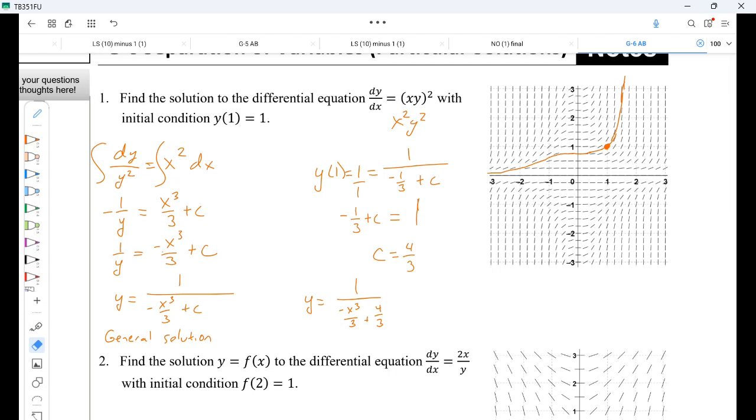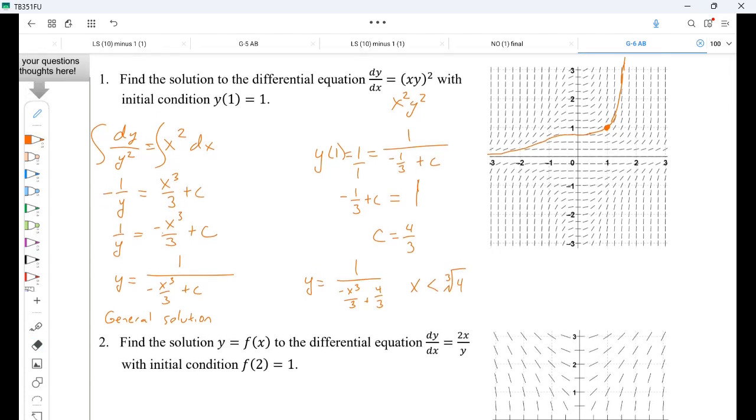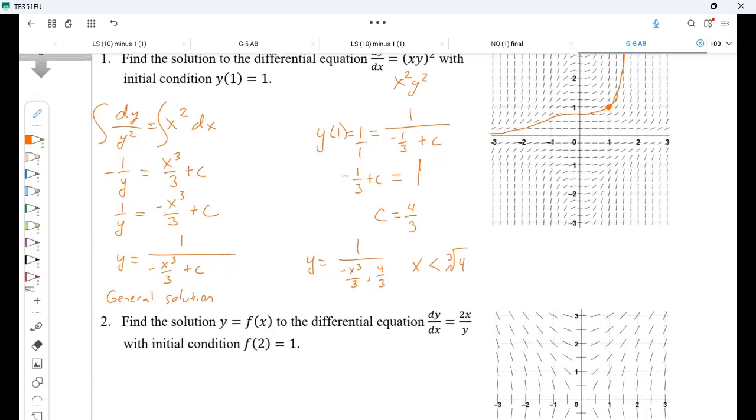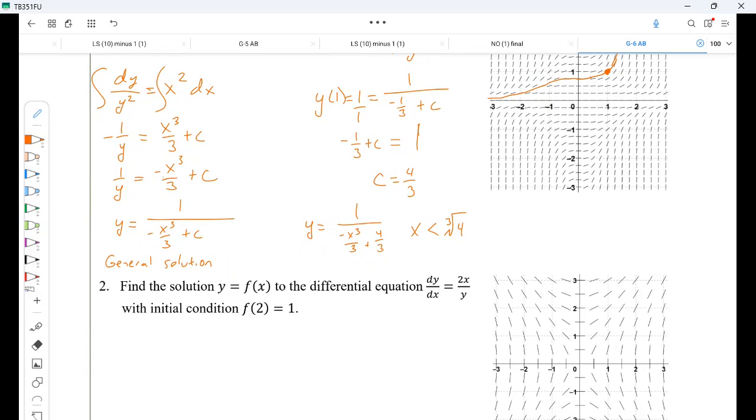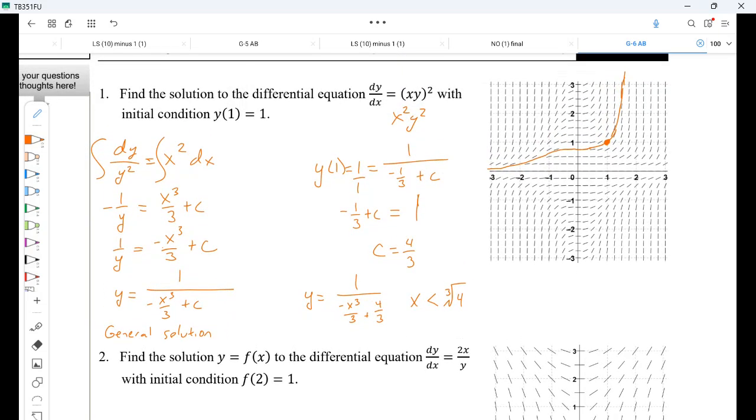I guess it would have to be the x value that makes the denominator 0, I think it's the cube root of 4. So, yeah. All right, I can't help myself. x is less than the cube root of 4. Cool. But again, that's not something that I've necessarily seen you have had to do in anything.